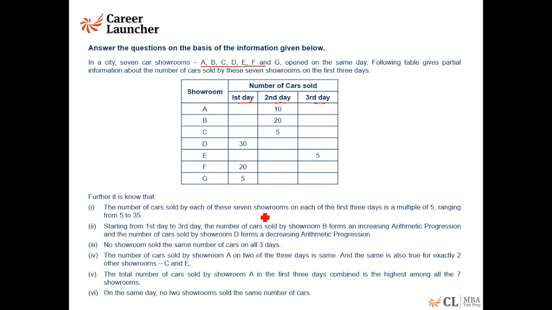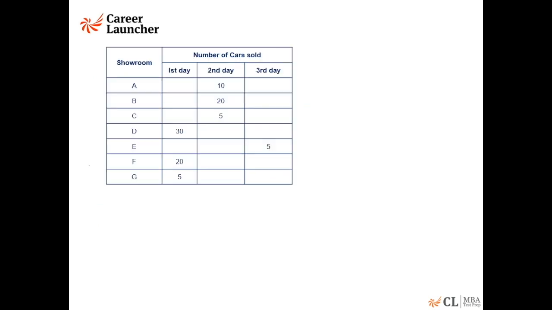Statement 1: the number of cars sold by each of the 7 showrooms on the first 3 days is a multiple of 5, ranging from 5 to 35. So these numbers all have to be multiples of 5 only. That makes our task easy. Statement 2: starting from the first day to the third day, the number of cars sold by showroom B forms an increasing arithmetic progression, whereas the number of cars sold by showroom D forms a decreasing arithmetic progression. So B is an increasing AP and D is a reducing AP.